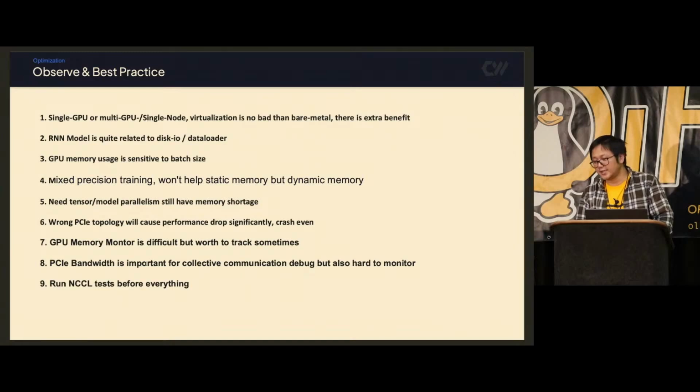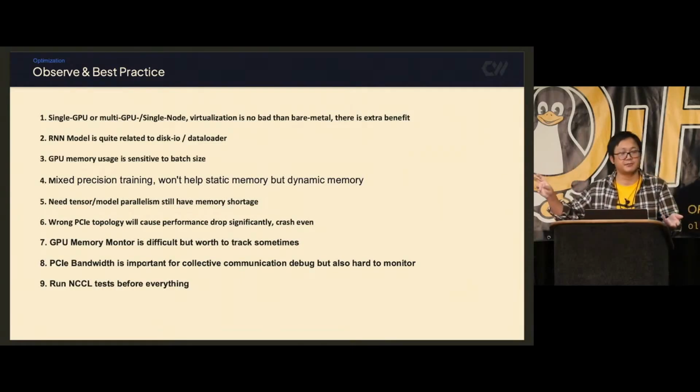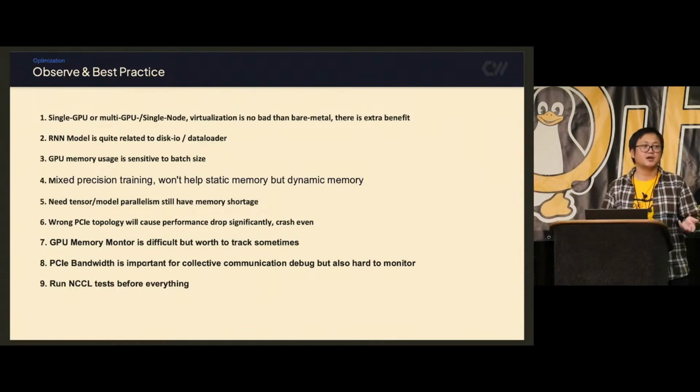We also tried mixed precision training. If the data format is 32-bit float, but we could change it to 16-bit, we could definitely make the size half. In other words, we kind of double the memory size. However, it's not always true. It only helps with some kinds of memory usage.